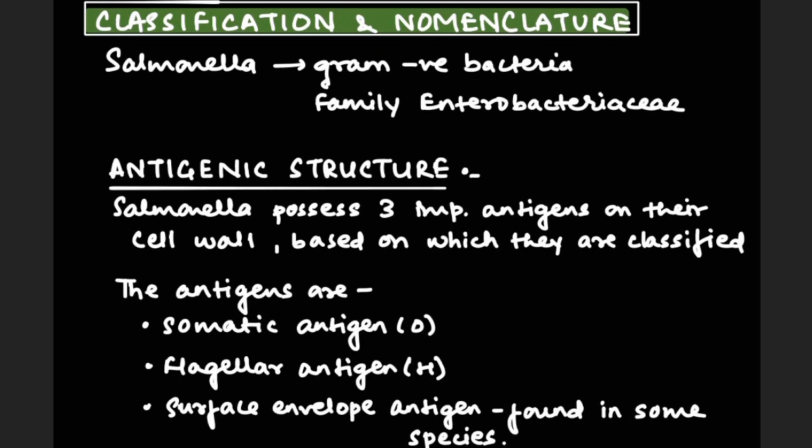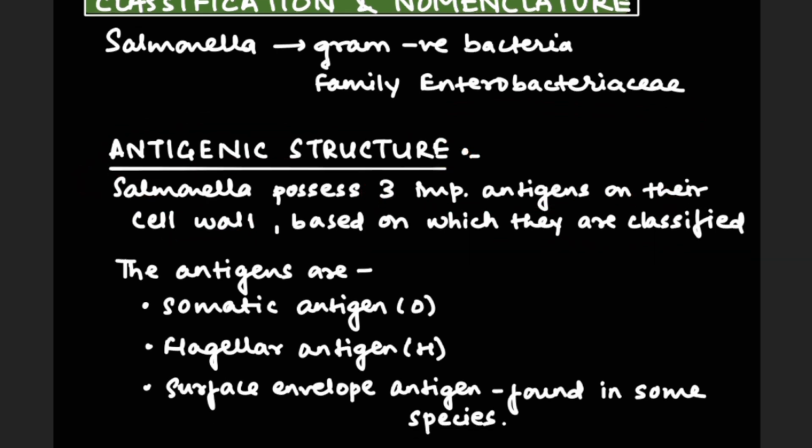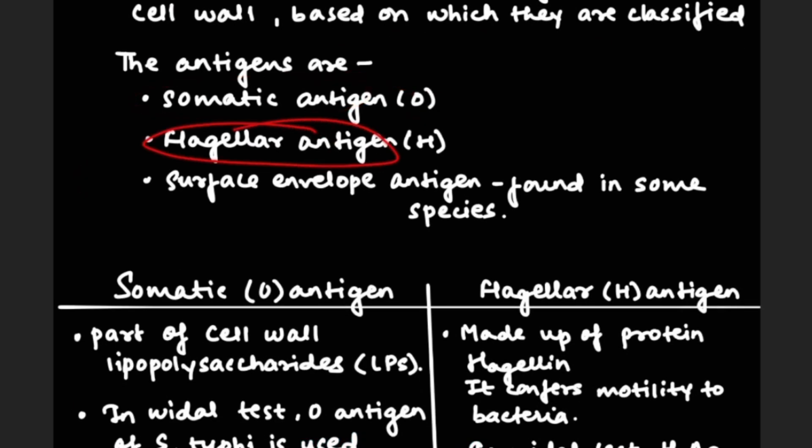About classification and nomenclature. Salmonella is a gram-negative bacteria and it belongs to family Enterobacteriaceae. Now antigenic structures. Salmonella possesses three important antigens on their cell wall, based on which they are classified. The antigens are somatic antigen, that is O, then flagellar antigen, that is H, and surface envelope antigen which is found in some species.